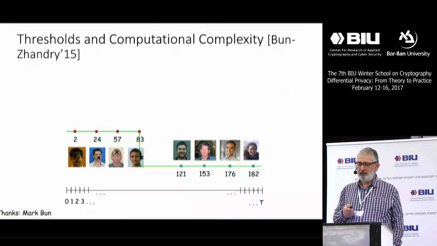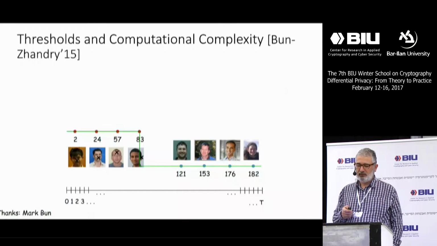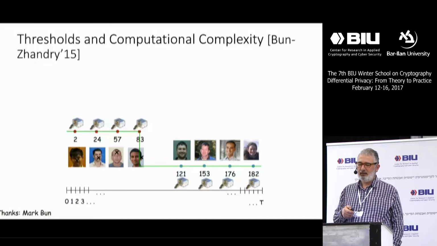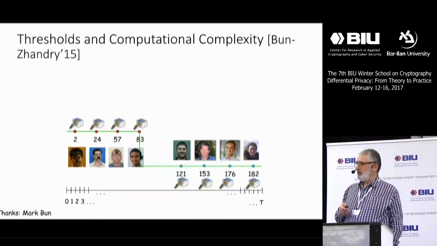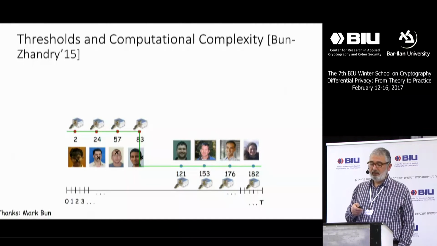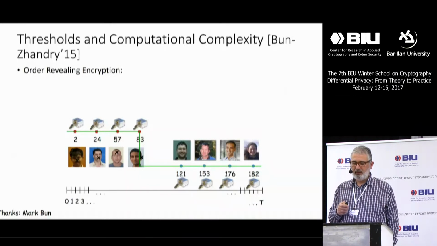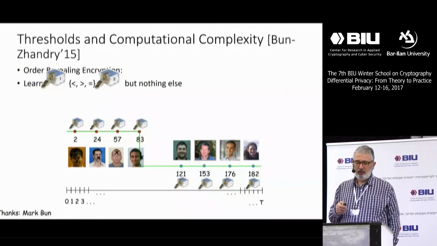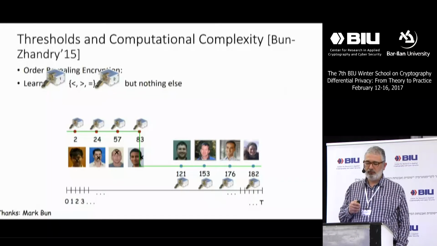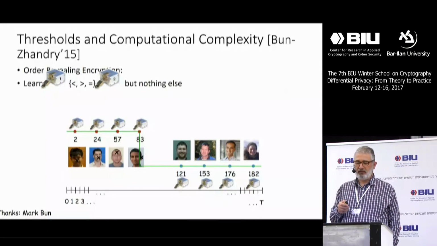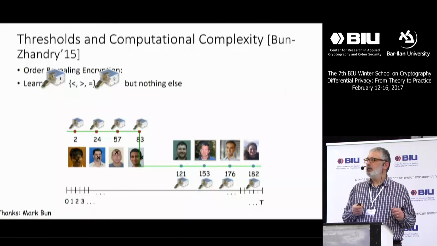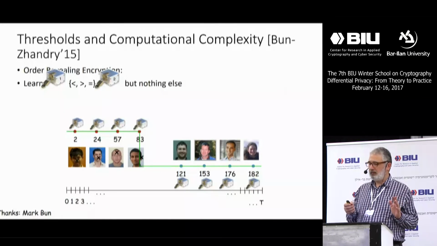The paper by Mark Bun and Mark Zhandry shows that a variant on this idea of thresholds is a concept class that is easily learnable without privacy, but with privacy it becomes intractable. Okay, this is really a beautiful result. It uses the concept of order revealing encryption. The learner can compare encrypted numbers but learn nothing else.